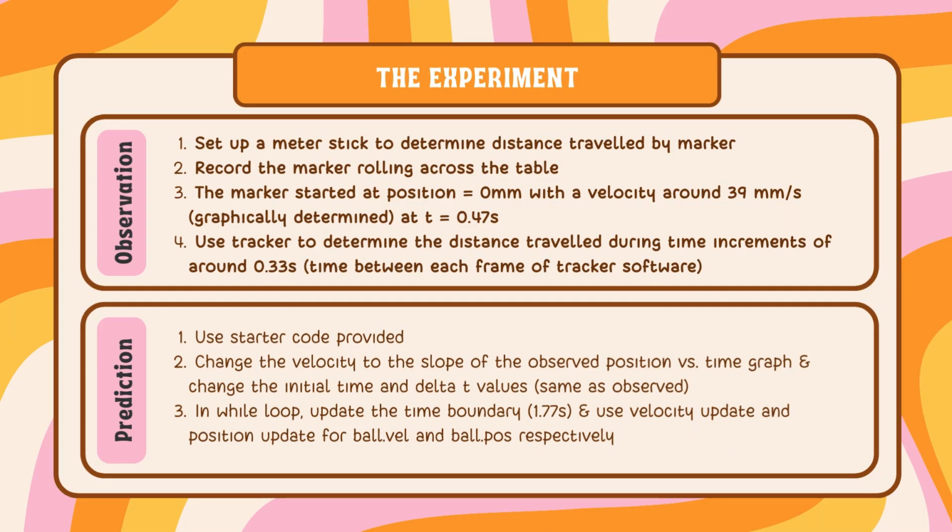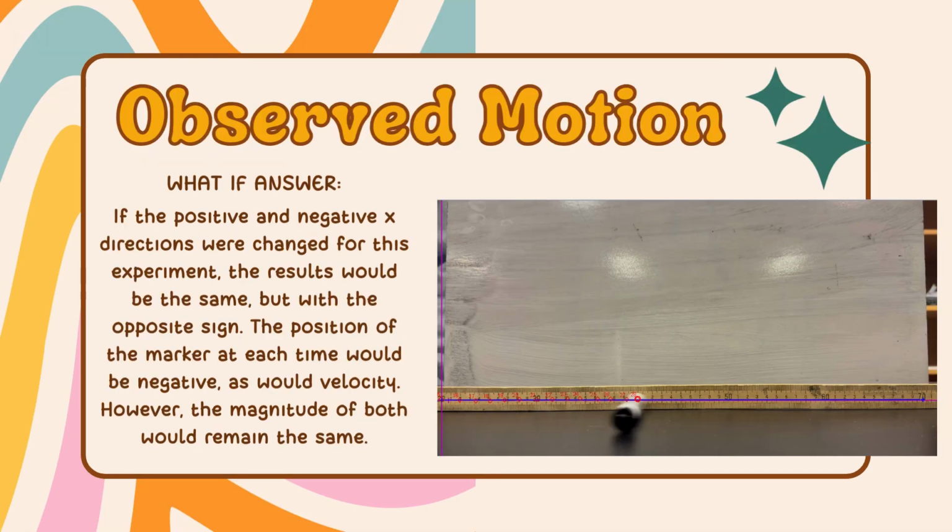So during the experiment, we set up a meter stick in front of the camera on the millimeter side and recorded the marker rolling across the table. We didn't start at rest, we started with it in motion. But the marker started at position 0 millimeters with a velocity of 39 millimeters per second, which we determined graphically. And it entered the frame at 0.47 seconds, so that was our initial time. And then we used the tracker to determine the distance traveled by the marker during the time increment between each frame, which was 0.33 seconds. So this is a picture of it.